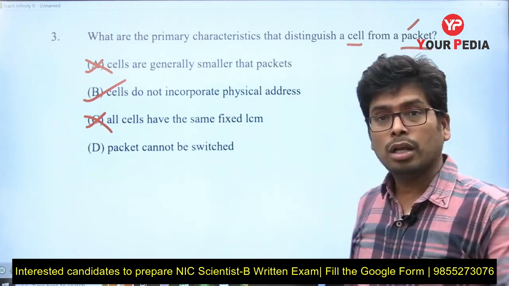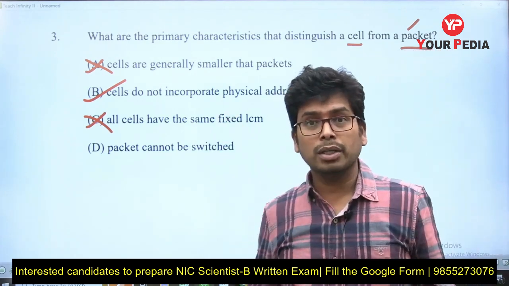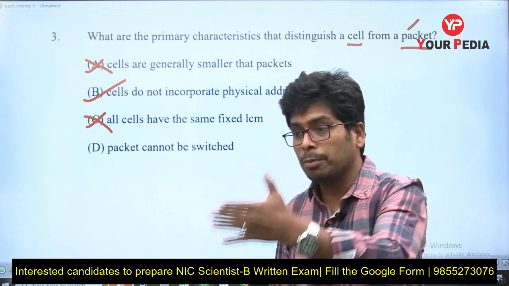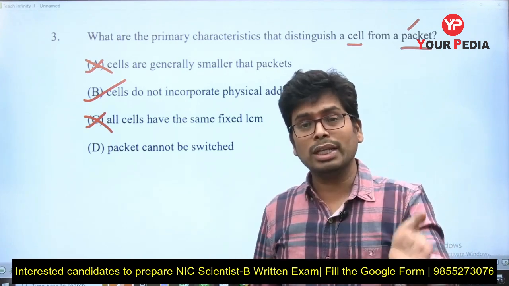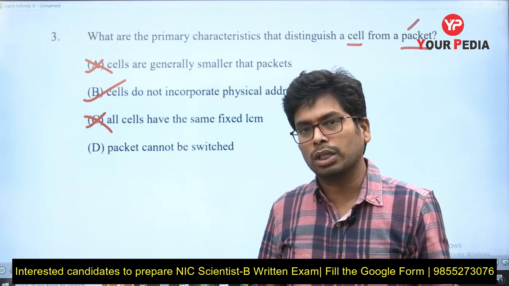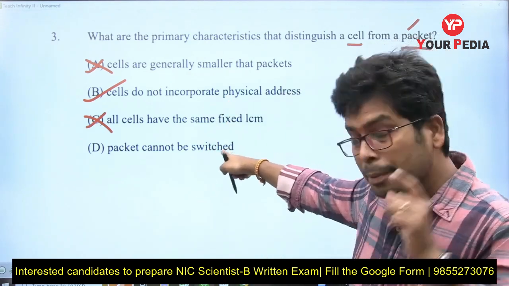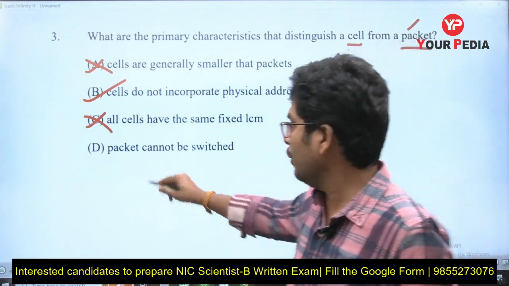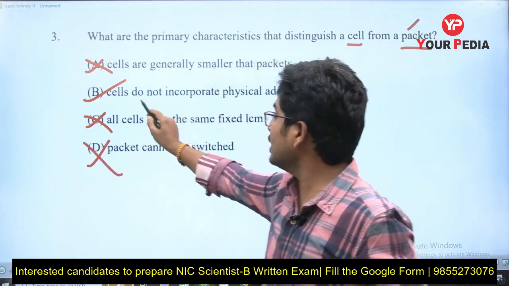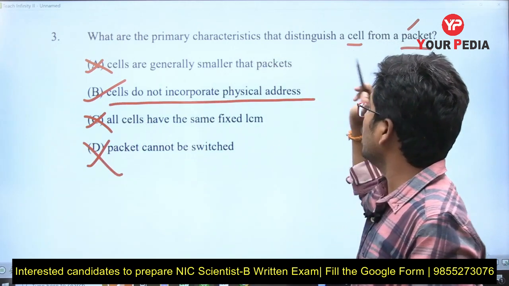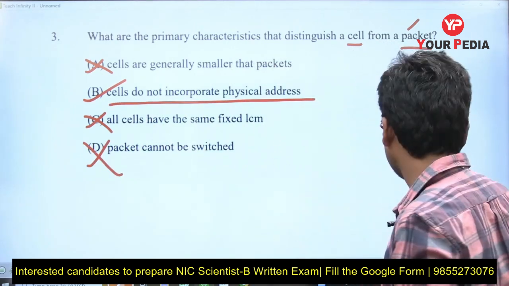Packet cannot be switched: 100% wrong. Why? Because a packet has to be switched from one position to another position. Then only can it choose whatever route is best to reach the destination. So a packet can be switched, and saying it cannot be switched is a wrong answer. Our right answer is cells do not incorporate physical address. That is the right answer.